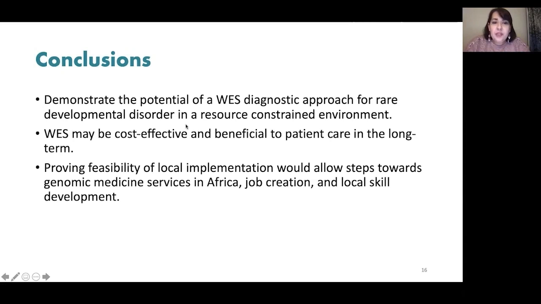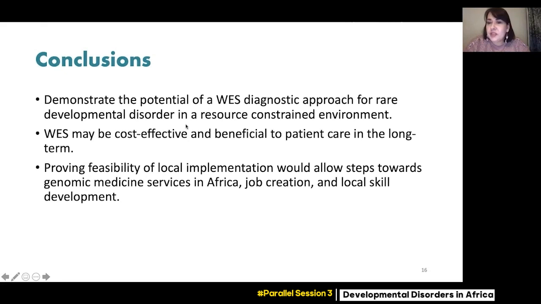Over and above this, proving feasibility of local implementation would allow us to step into the future and towards genomic medicine services in Africa, and also lead to job creation and local skills development.